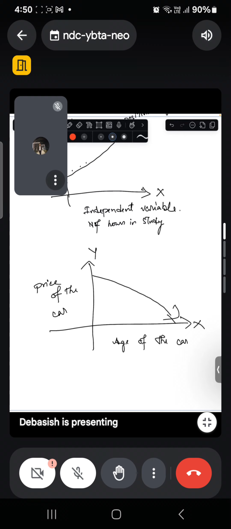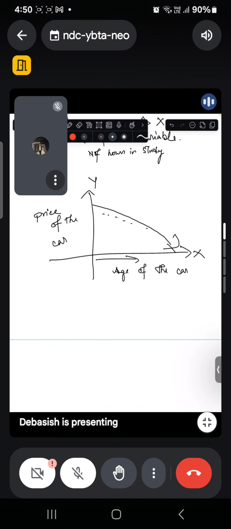Okay, so if the age of the car increases, then the price will drop. So if you want to buy a 2020 car, you will pay more than for a 2015 car. So basically this is negative regression. Okay, so there are multiple types of regression.